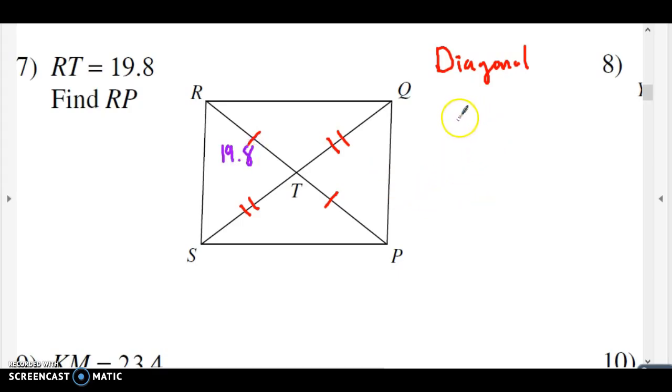We're interested in finding out what RP equals. That's what we need to figure out. What other length do I need to know if I'm trying to figure out RP? What other length do I need to know?